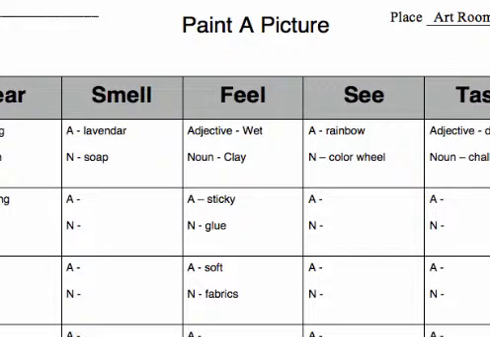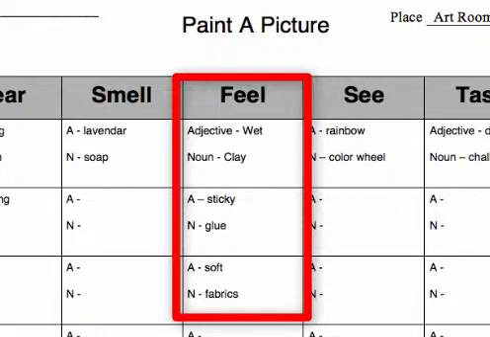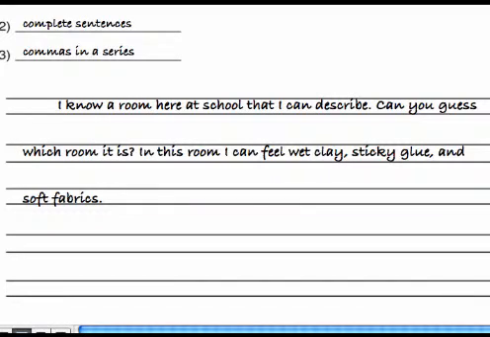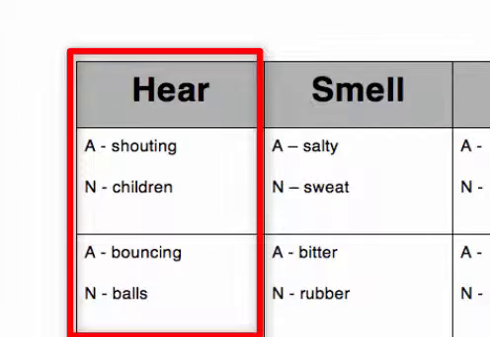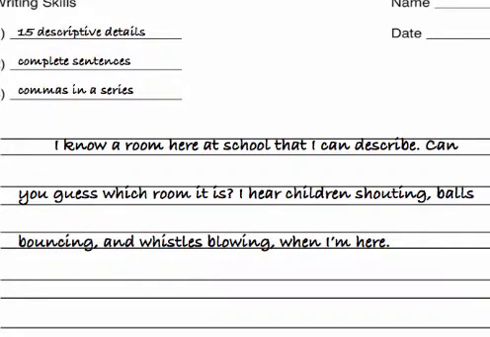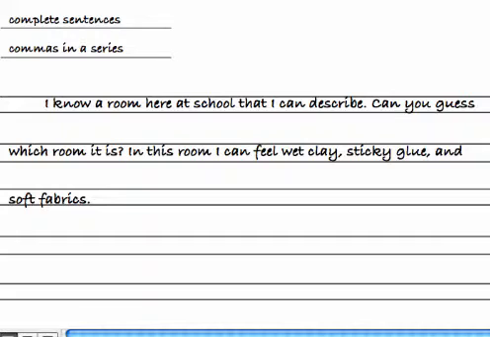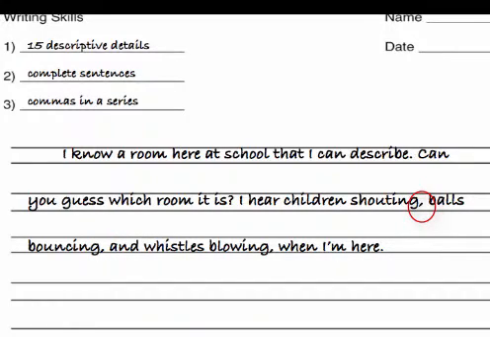Go to your paint-a-picture worksheet. Decide which sense you want to start with. You're going to write a sentence that includes the sense and 3 or more of the details from that column. For example, I can start with the sense feel. My sentence might sound like, in this room I can feel wet clay, sticky glue, and soft fabrics. Another example for the hearing sense might be, I hear children shouting, balls bouncing, and whistles blowing when I'm here. Both sentences give the sense, touch, and hear, and list 3 adjective-noun pairs. I put a comma after each of the pairs.